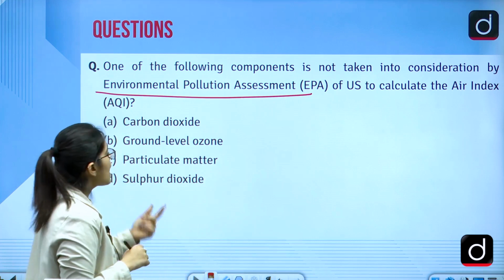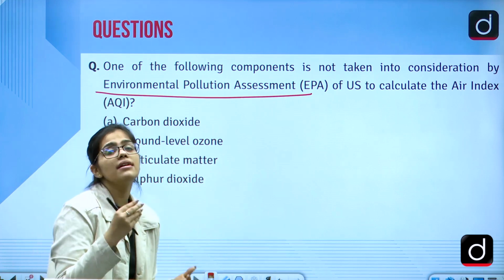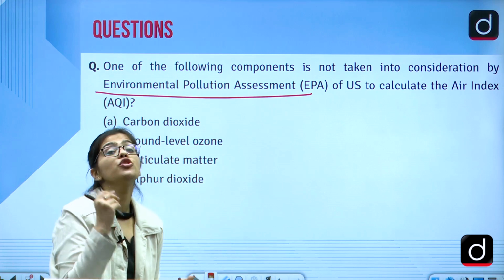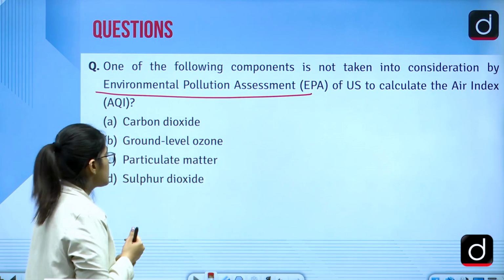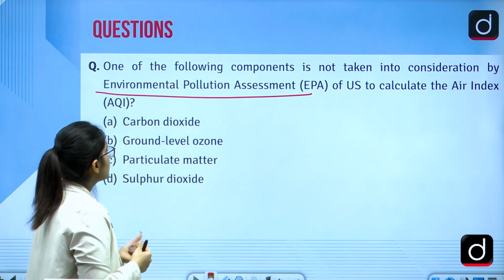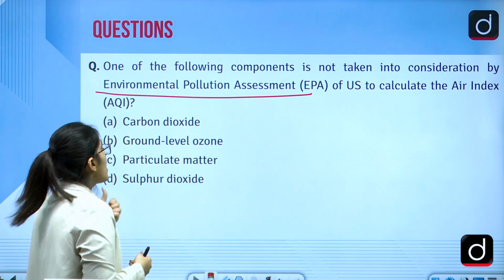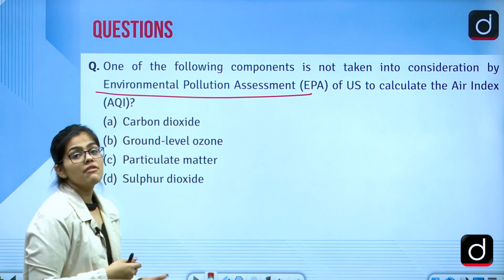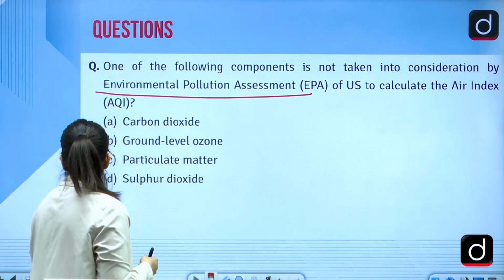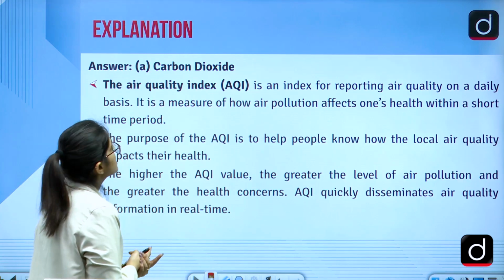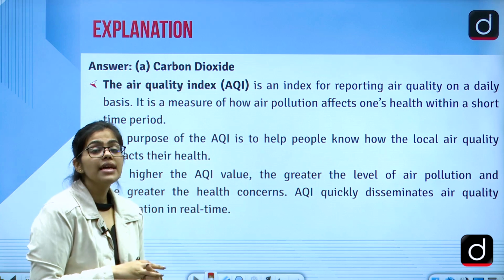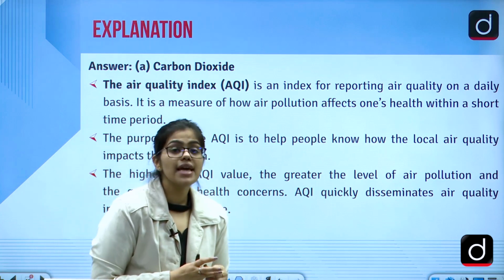Which of these are not seen in the air quality index, being the pollutant? So which is not associated there? Carbon dioxide, ground level ozone, we have particulate matters, and we have sulfur dioxide. So we have just seen the explanation, and we know that carbon dioxide is not present in the air quality index.